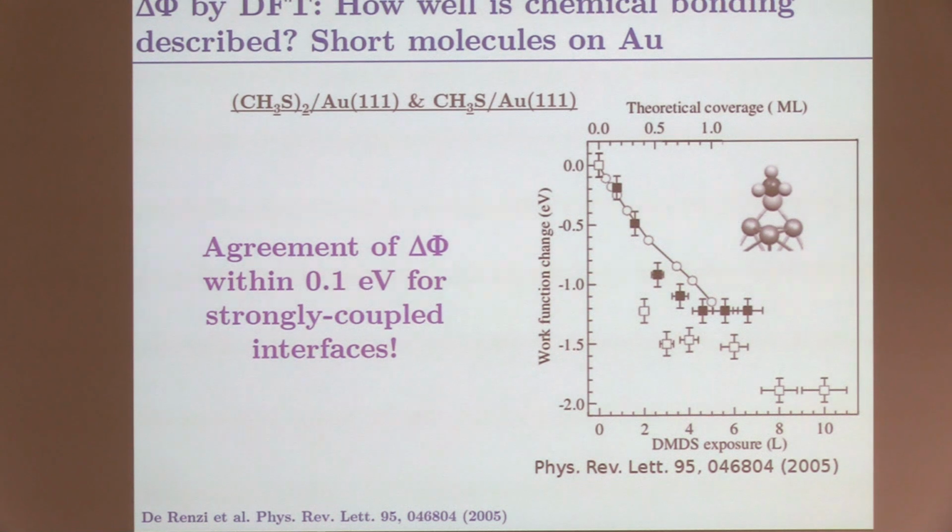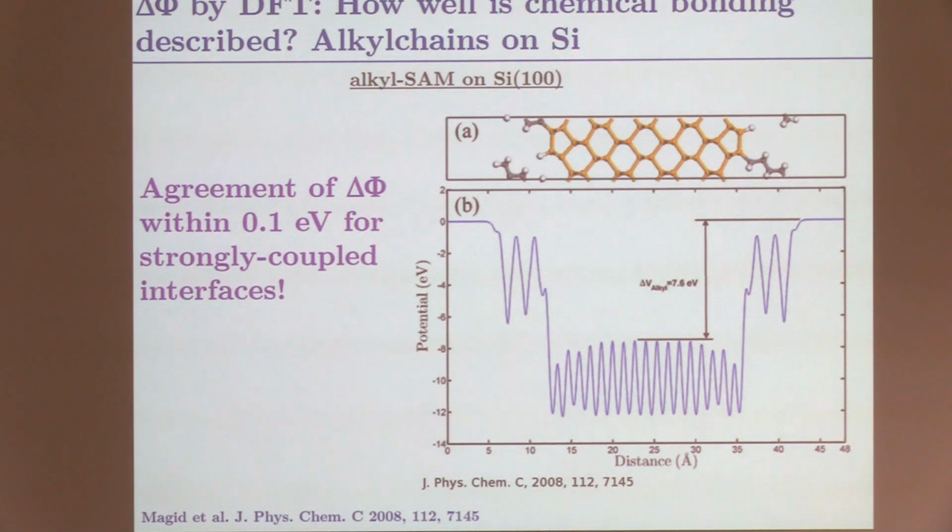I will show you a few examples, starting with short chains of molecules on, again, gold surfaces, where it was found that the agreement of the work function modification is again very good even if these interfaces are more strongly coupled to each other. Now, another interesting case is going away from metallic surfaces to other inorganic surfaces, in this case silicon. We also have chains of molecules on silicon 100, and again, you can compute the work function modification and find it's in very good agreement with what has been found for these systems experimentally.